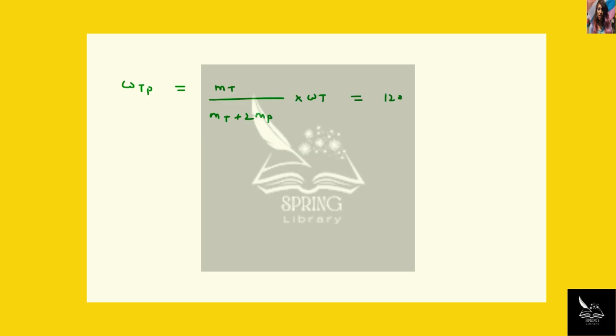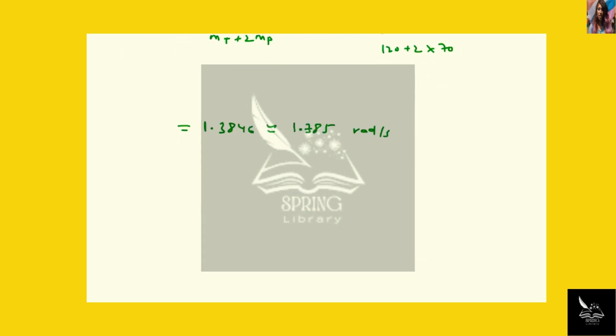So it will be equal to 120 by 120 plus 2 multiplication 70 kg multiplication 3 radian per second. So you will get the value as 1.3846, approximately 1.385 radian per second. Now I will simplify part B of this problem.